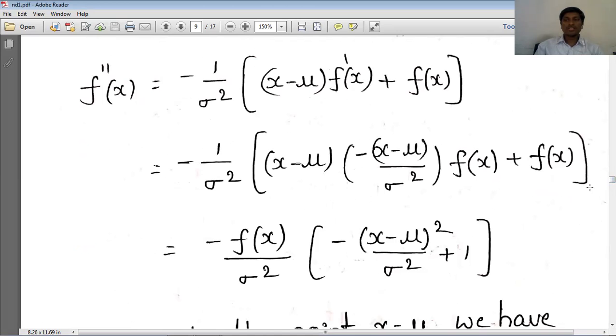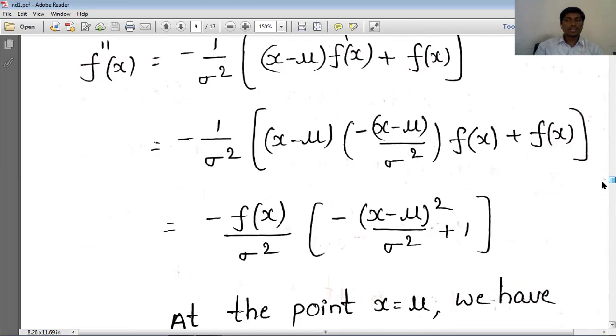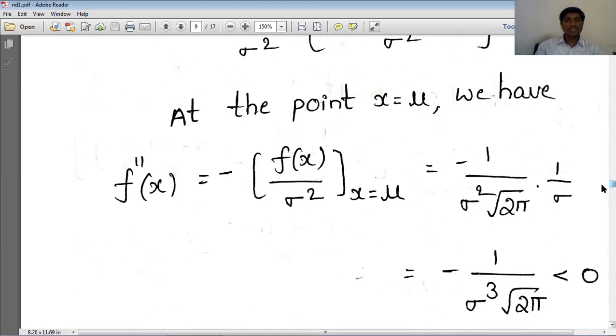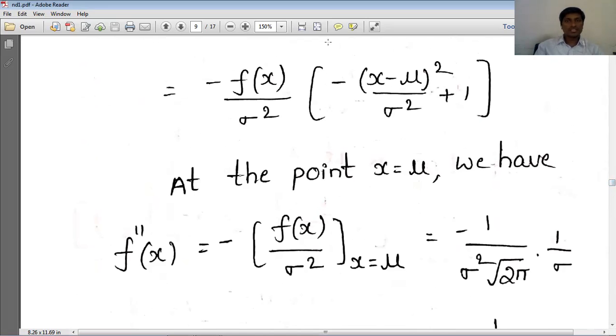Now we need to check the value of x in play. X is equal to mu. So at the point x is equal to mu, we are substituting in place of x as mu. See here it is. F double dash of x is equal to minus f of x by sigma square at x is equal to mu. What about the remaining term? What happened here? If you substitute in place of x as mu, what will we get? Here it is mu minus mu, right? So mu minus mu whole square.